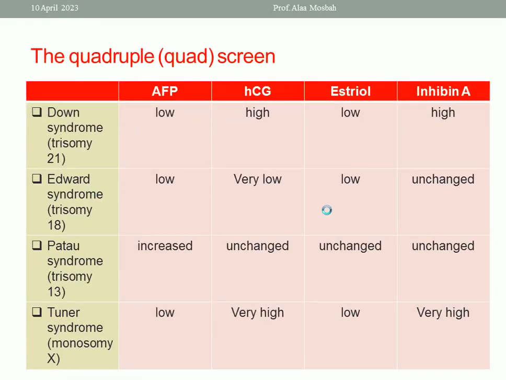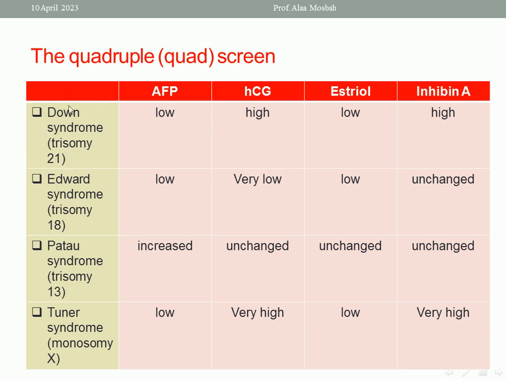Okay? You can see here how the quad test differentiates Down from Edward, from Patau, from Turner syndrome. However, it does not accurately detect Patau syndrome, but it detects the high risk of Down, Edward, and Turner, and to a lesser extent Patau syndrome. Okay, so it is a screening method.